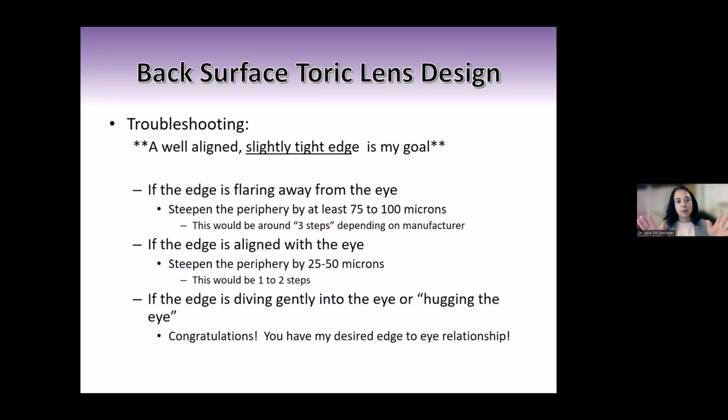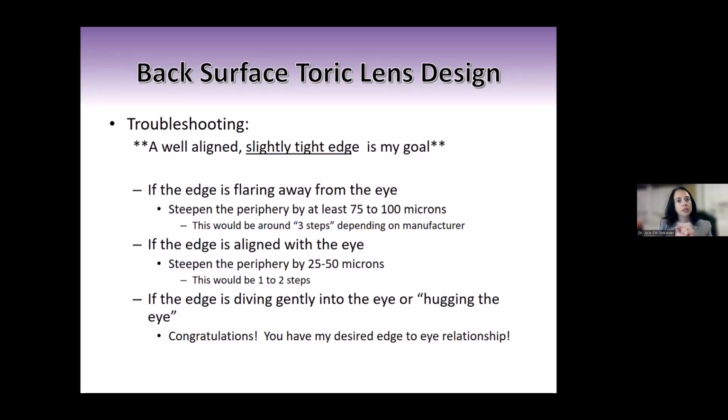So if I'm looking in my slit lamp and I look at those edges and they are flaring away from the eye, so they're actually kind of flaring back towards me, then I'm going to say, ooh, that is a very flat edge. You might actually see lens movement. The lens will definitely be inferiorly decentered, and I am going to steepen that periphery, whether it's 360 or just one meridian that's flattening. And I'm going to steepen it a significant amount. When I say a significant amount, I mean anywhere from 75 to 100, maybe even 125 microns.